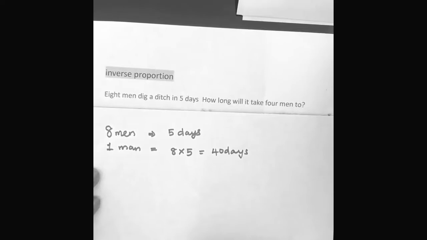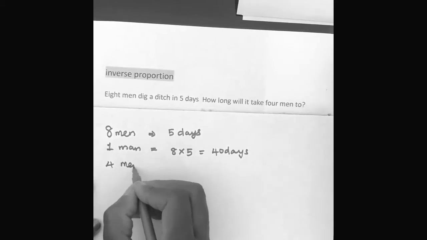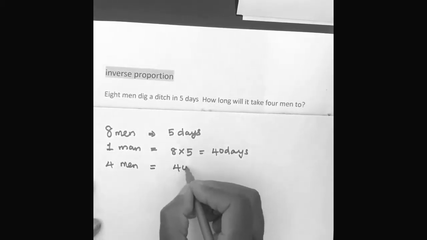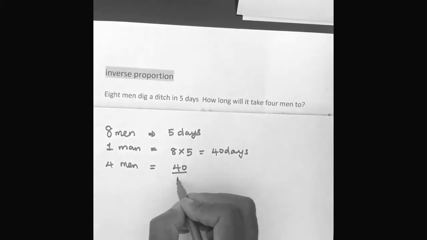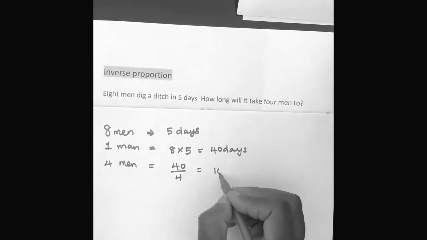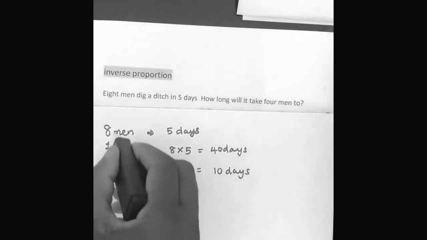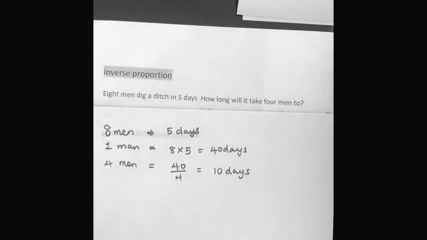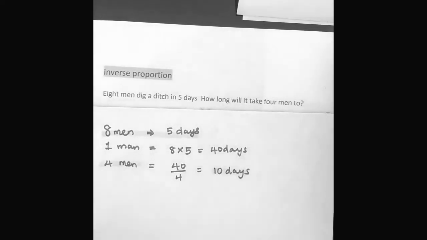Now that we know how long it will take 1 man to dig, let's find out how long it will take 4 men to dig. Now, 4 men would be equal to 40 divided by 4, which is equal to 10 days. And if you look at those two, you had 8 men dig it in 5 days, then 4 men double, 4 men 10 days.